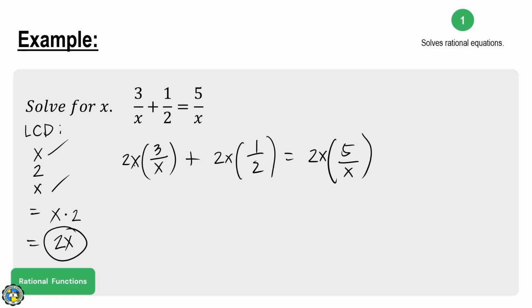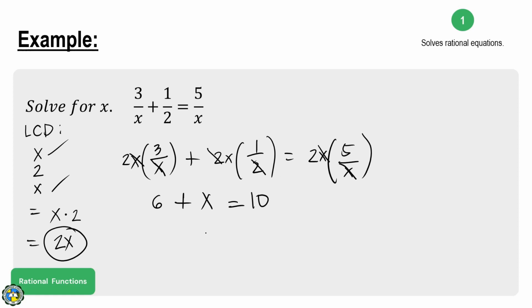So, as you can see, pareho po tayo may x sa labas, no? So, cancel this out. Matitira na lang si 2. Multiply it by 3, that is 6. Plus, here, as you can see, pareho tayo may 2 sa labas at sa ilalim, cancel this out. Matitira si x multiplied by 1, that is x. Equals, ganun din dito, pareho tayo may x sa labas at sa ilalim, cancel this out and matitira na lang si 2 times 5, that is 10.